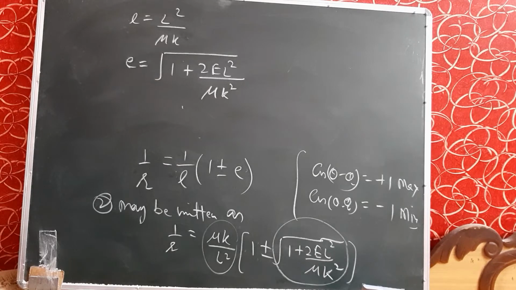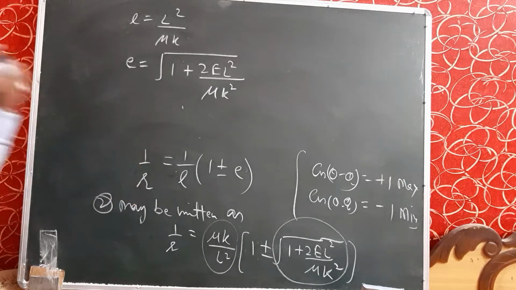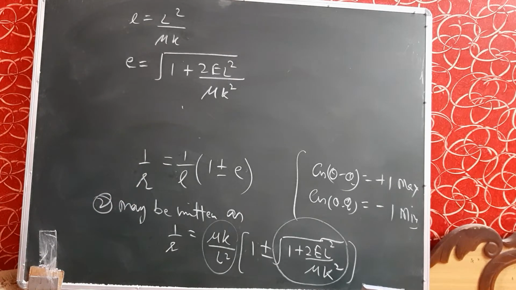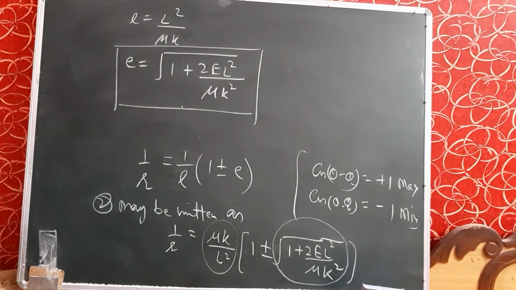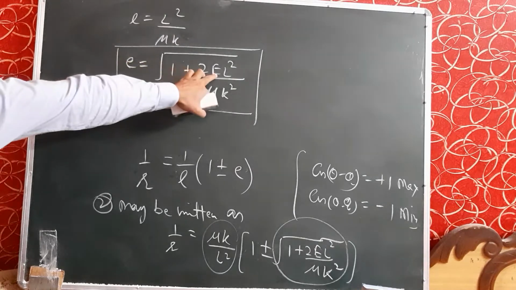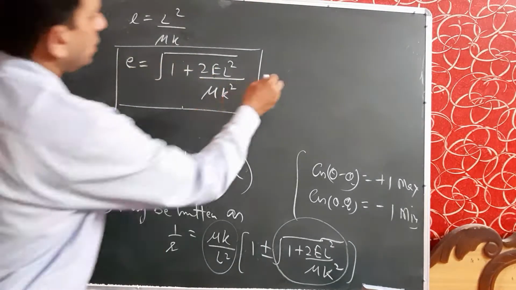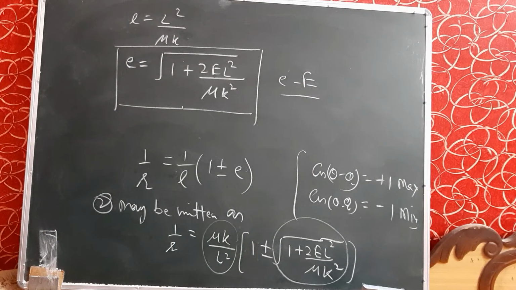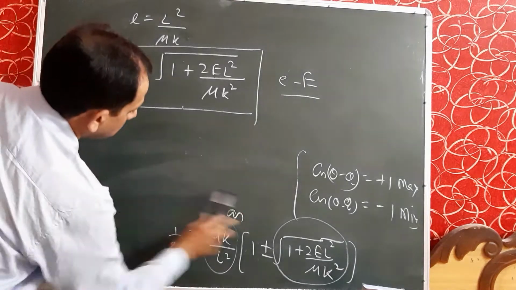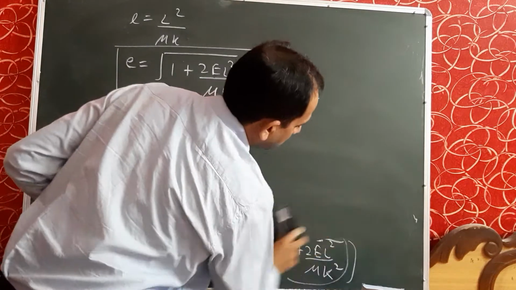So we have got these results by comparing the solution of the second order differential equation with the standard equation of conic. So this is the formula for eccentricity. So this formula correlates eccentricity with energy. So it is the formula, that is the relation between eccentricity and energy. So this is E is equal to under root of 1 plus 2e L square over mu k square. So it is also a formula for eccentricity, but in terms of energy.